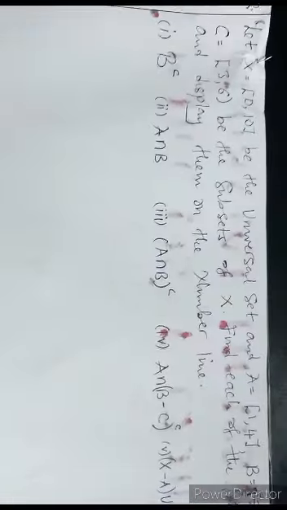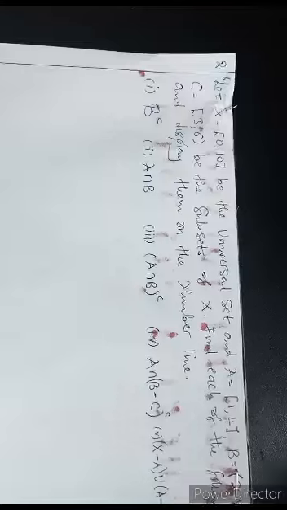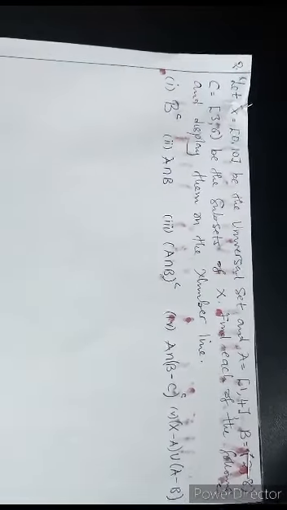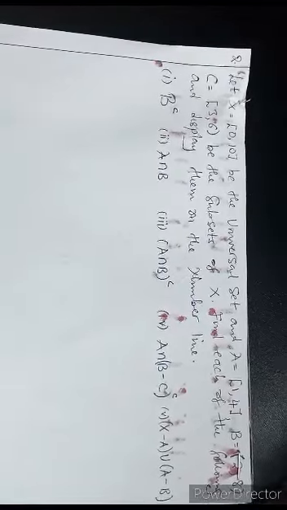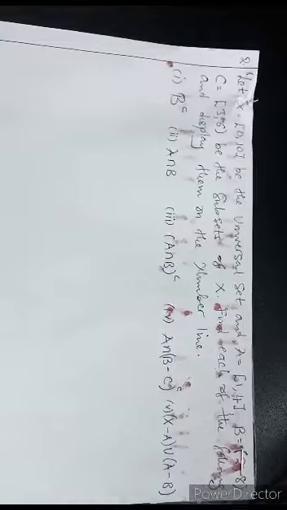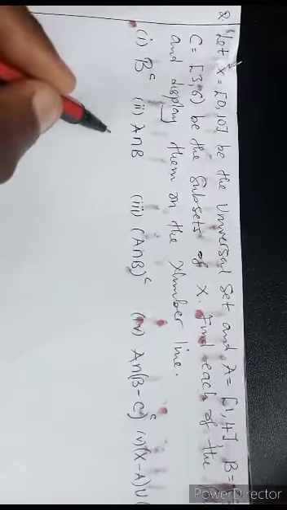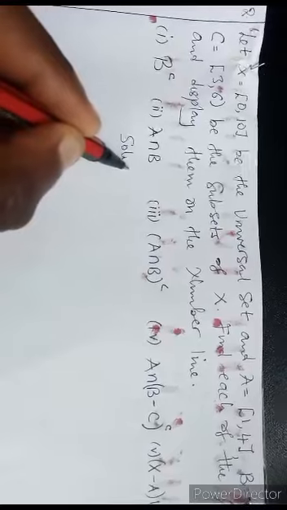Okay, so let us go to question 2. Question 2 reads: let x, square bracket 0, 10, be the universal set, and a, square bracket 1, 4, b, curved bracket 2, 8, and c, square bracket 3, 6, with a curved bracket closing, be the subsets of x. Find each of the following and display them on the number line. So let's find the solutions here.